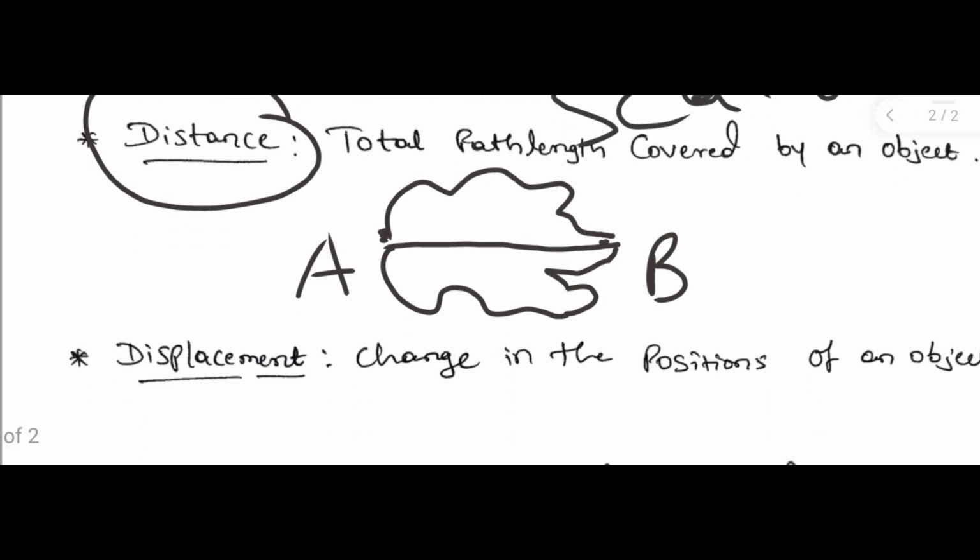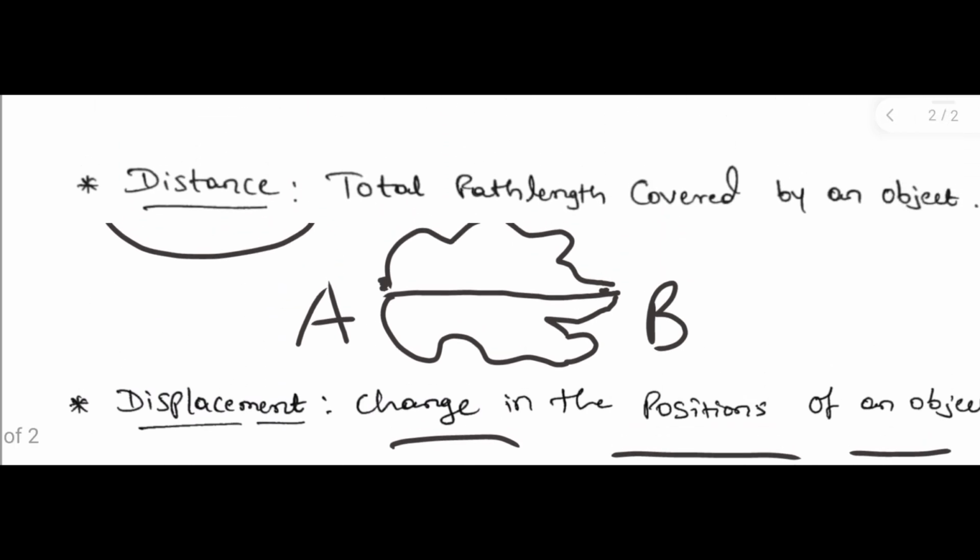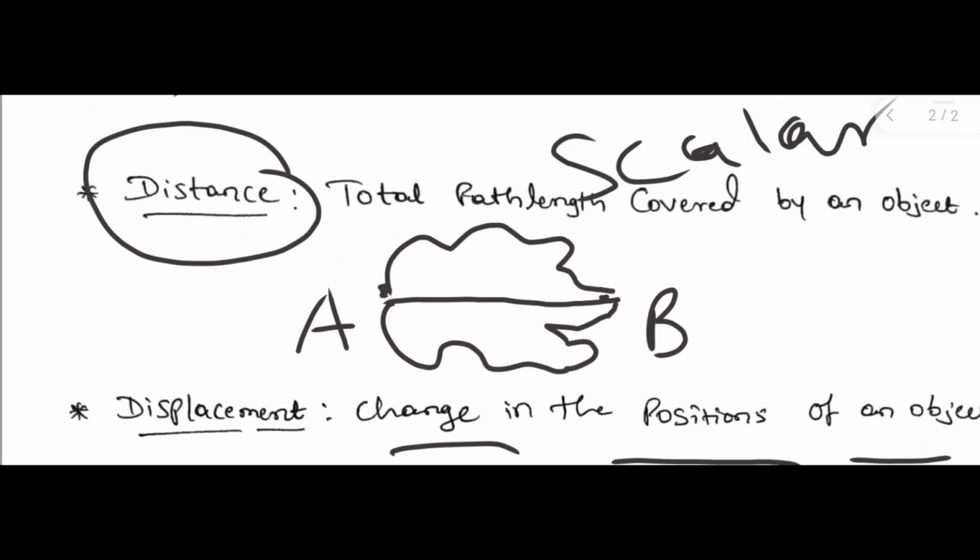Next, come to the displacement. Change in the position of an object is known as displacement. Here, a body or particle must travel from position A to B. Here, I am mentioning the direction to this path. The body or object must travel now on this path only, particularly. Why? Because I have shown the direction here. That's why it becomes a vector quantity.